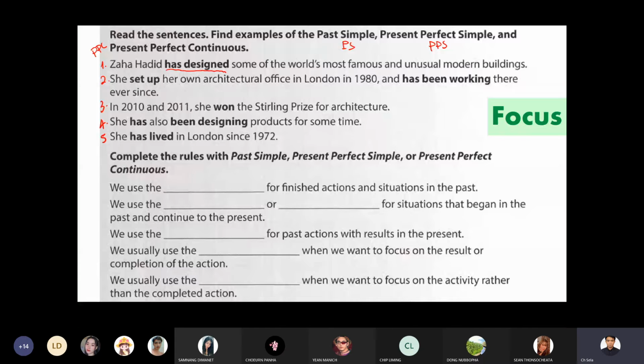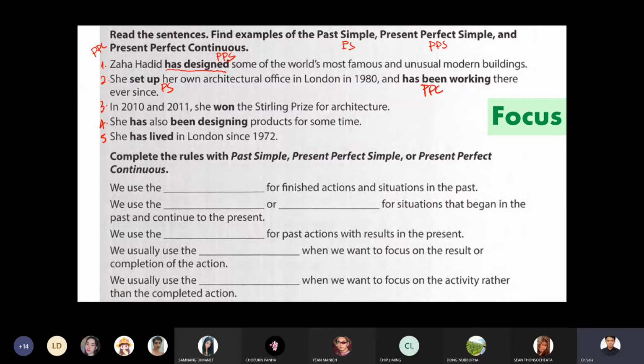Now, number 1, Zaha Hadid has designed. What kind of tense is it, everyone? Present perfect simple, PPS, right? Number 2, she set up her own architectural office. What kind of tense is it? Past simple, PS. And has been working there, what is it? Present perfect continuous, PPC. All right. Okay, number 3.